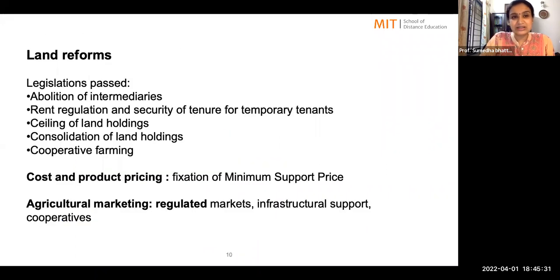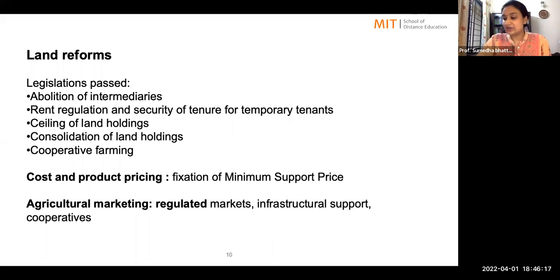So as we just discussed, in legislation passed, it was the abolition of intermediaries. That is, zamindari system was completely done away with. Then rent regulation, as I said, for the temporary tenants, security of tenancy was very important. So security of tenancy and rent regulation, ceiling of land holdings, consolidation of land holdings, and encouraging cooperative farming. Encouraging cooperative farming is the small farmers, they can come together, they can pool in the resources, and with that they can undertake production, so that when they get in all their limited resources, it is sufficient for all of them to undertake production together. So that is the basic idea behind cooperative farming.